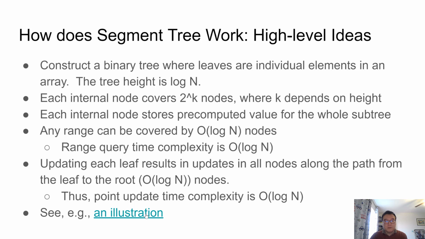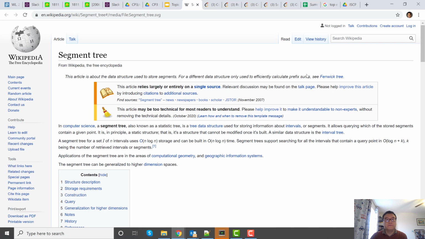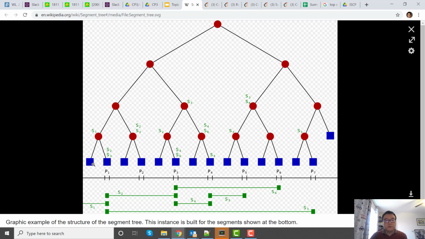So let's look at this illustration from Wikipedia. Suppose these are the array elements, and then we create this tree. Now, if we want to cover the range, starting from P1 and ending at P7, we need P1 to cover this. And for these two, we can use this node. So this node covers these two, this node covers these 4 nodes, and this node covers another 4 nodes, and these 2 nodes are covered by here.